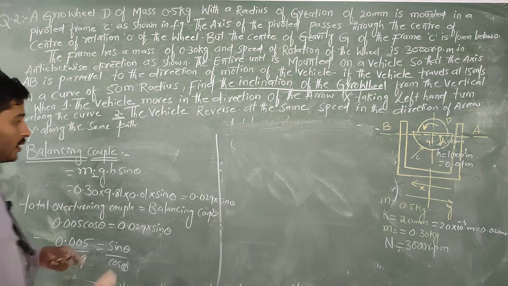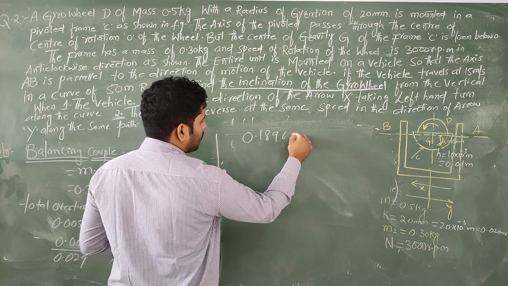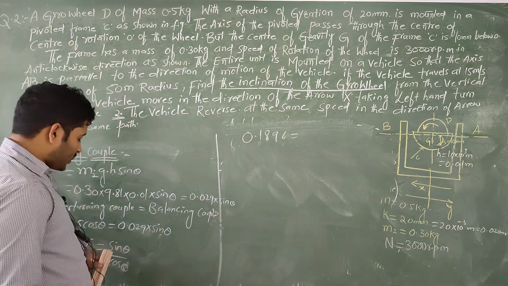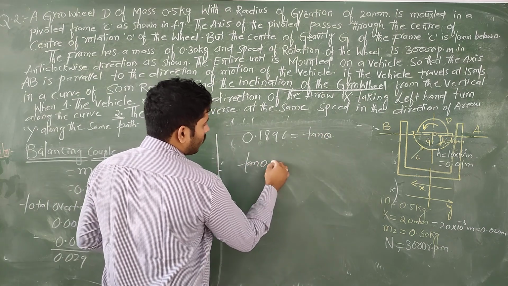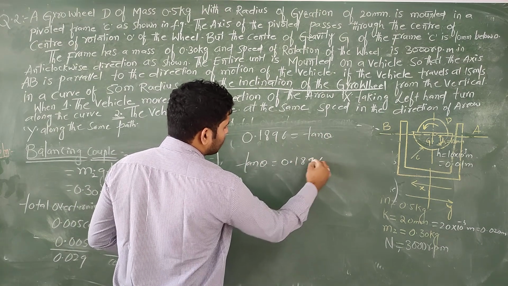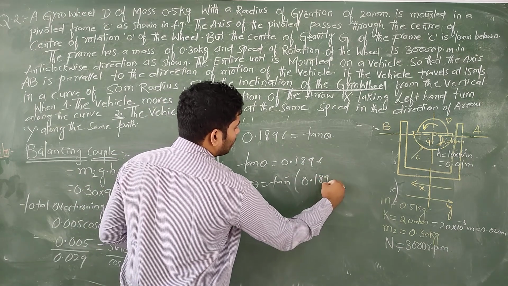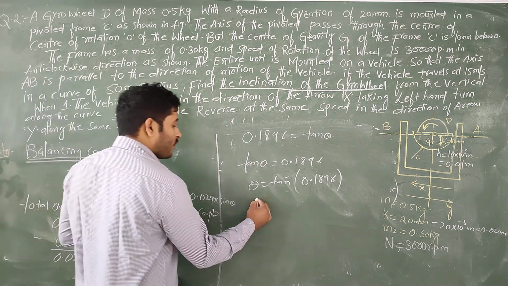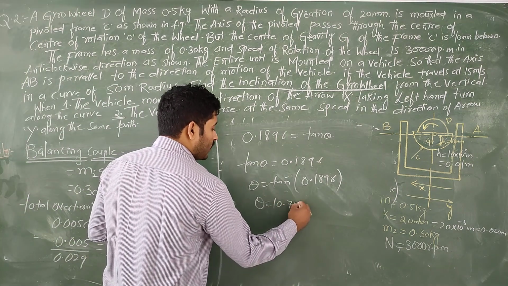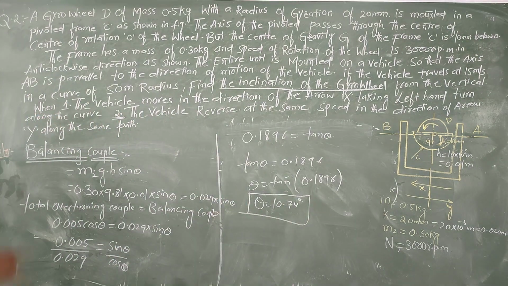If you divide this term, you will get 0.1896 equal to sin theta by cos theta, which is tan theta. So tan theta equal to 0.1896, theta equal to tan inverse of 0.1896. If you calculate with the help of a calculator, you will get 10.74 degrees. That is the angle of inclination in the first case.